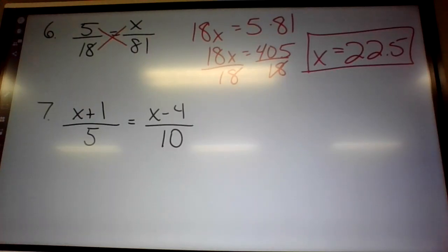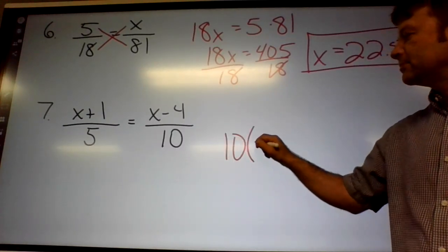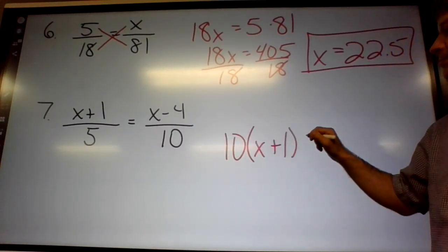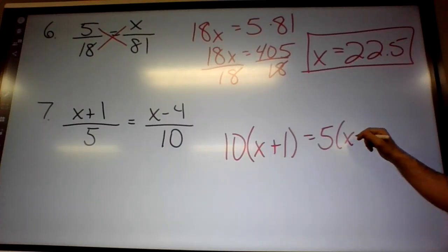Okay, question. On number 7, are we there yet? We are there. So would it just be 10 parenthesis x plus 1, and then equals 5 parenthesis x minus 4? Yep.